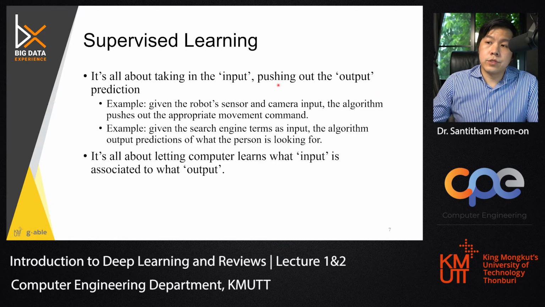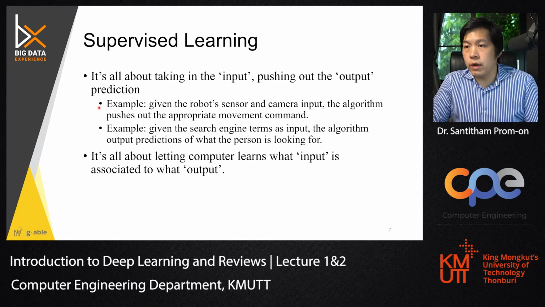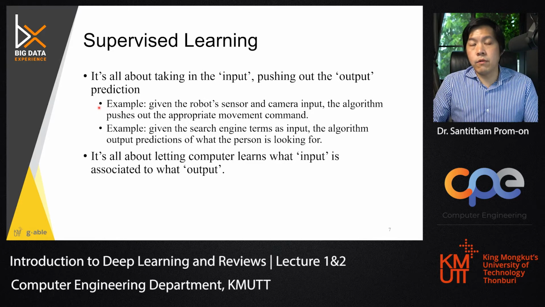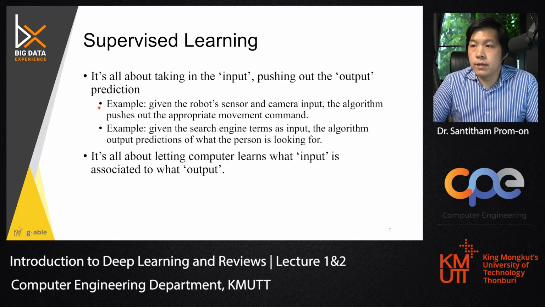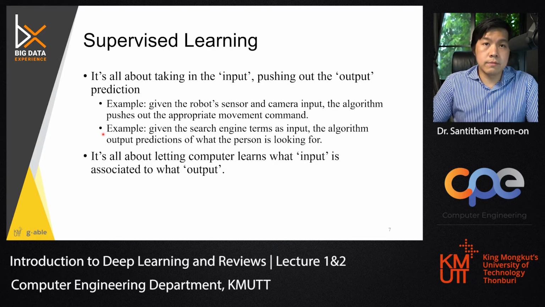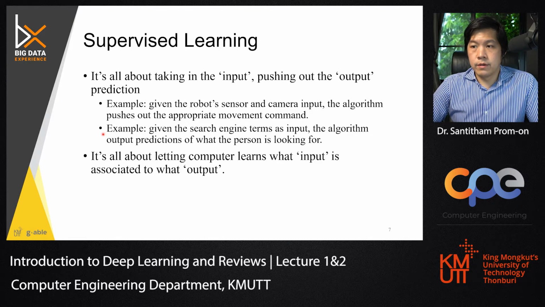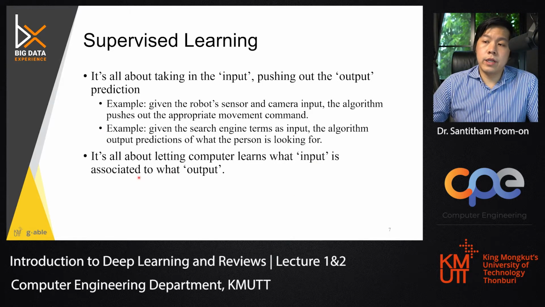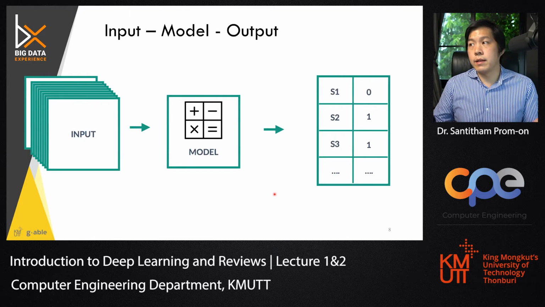Something like this: given the robot's sensor or camera input, you want the algorithm to find the movement that it should do. That's not the future, that's something it has to do. Or creating a search engine where, when you query the search terms, it identifies products that are close to what you are searching for. So here you need to teach the system input and output, and then associate them together.